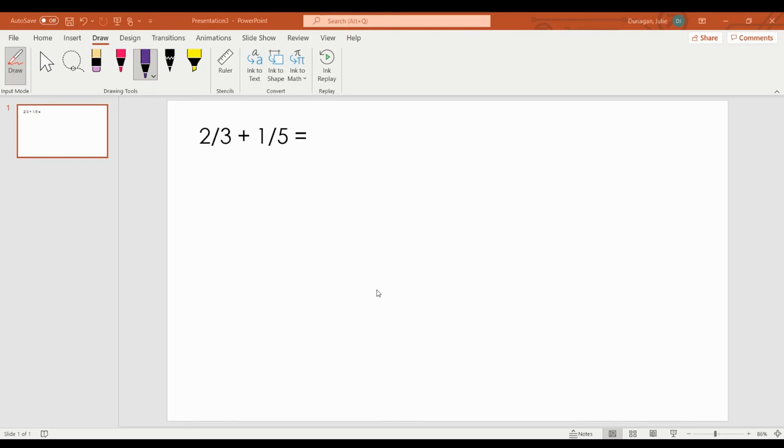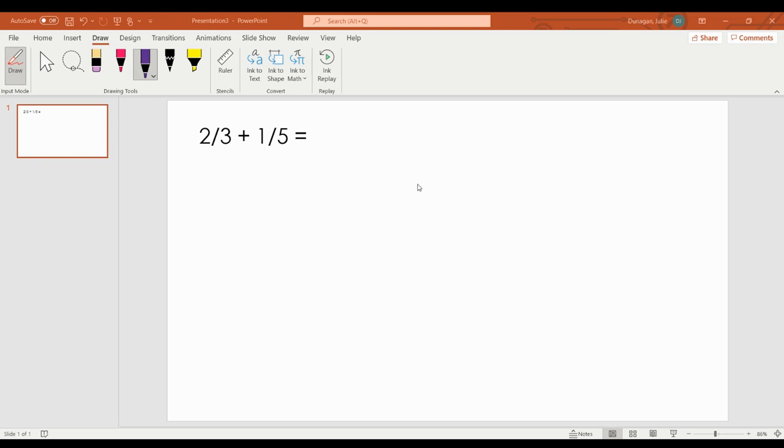When looking at adding and subtracting fractions, the most important thing to remember is that we have a common denominator. We need this so that we are adding up pieces that are the same size. Okay, that's the rationale, that's the thinking behind that. So we're going to start today by adding 2/3 plus 1/5.